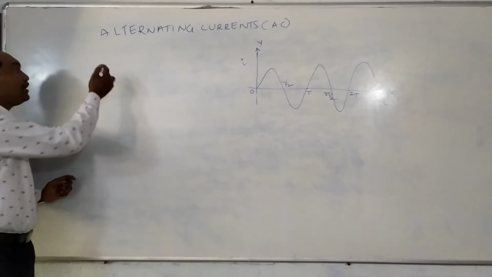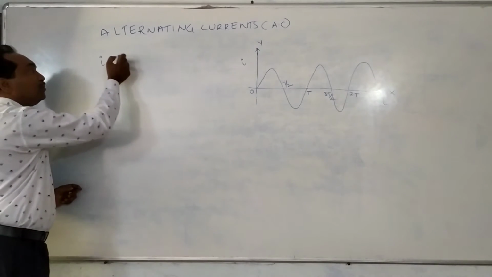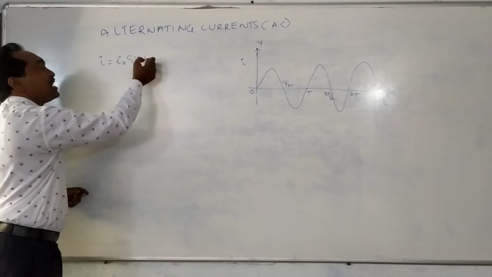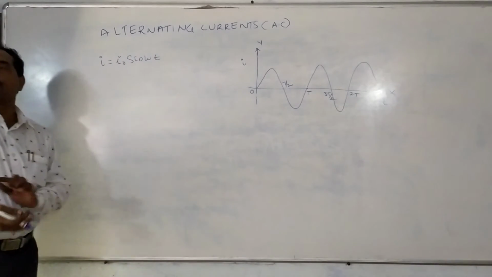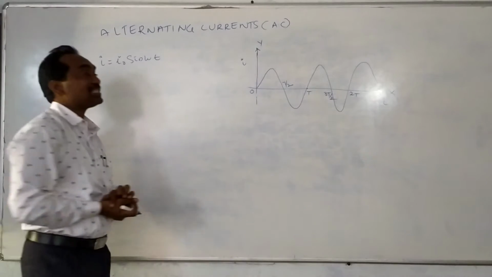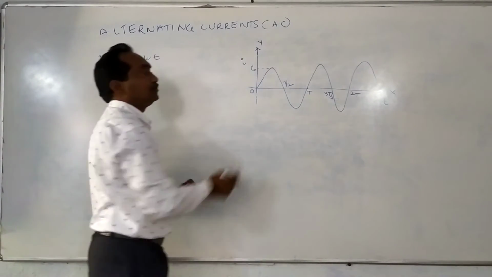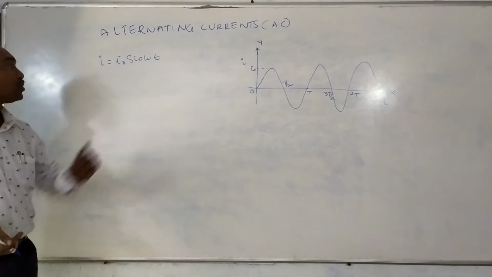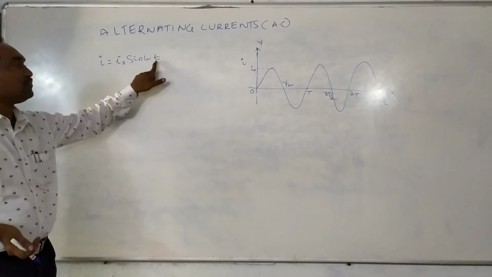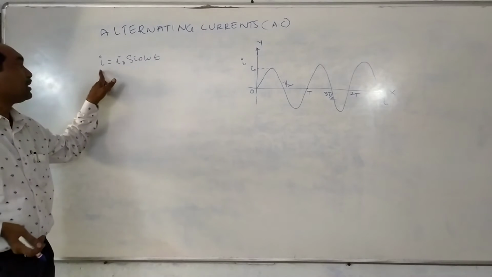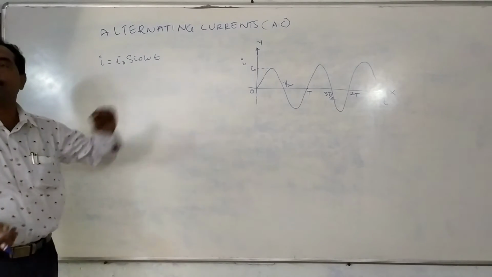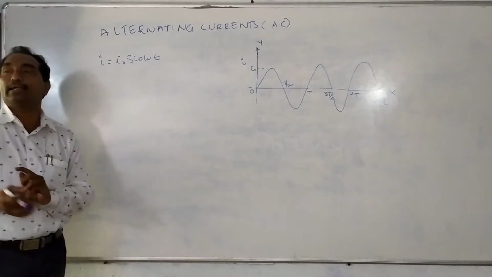So the alternating current can be written as I is equal to I naught sine omega t. What is I naught? I naught is the maximum current. That is, this is the maximum current that will be represented. So when time changes, the sine wave will change. According to that, I is equal to I naught sine omega t represents the alternating current.